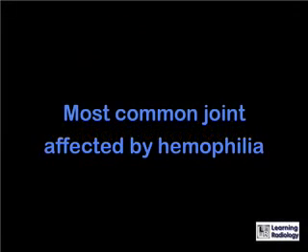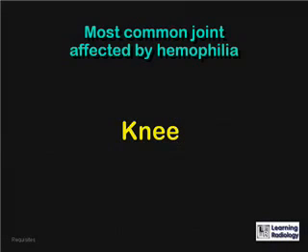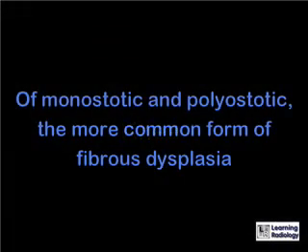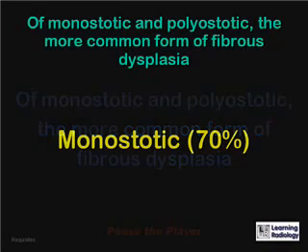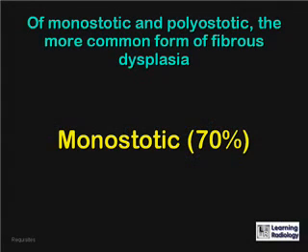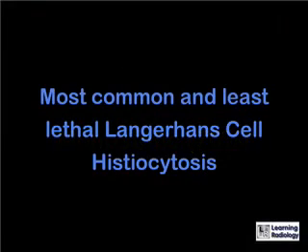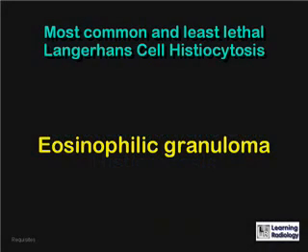What is the most common joint affected by hemophilia? The knee. Of monostotic and polyostotic, which is the more common form of fibrous dysplasia? The monostotic form. What is the most common and least lethal of the Langerhans cell histiocytoses? Eosinophilic granuloma.